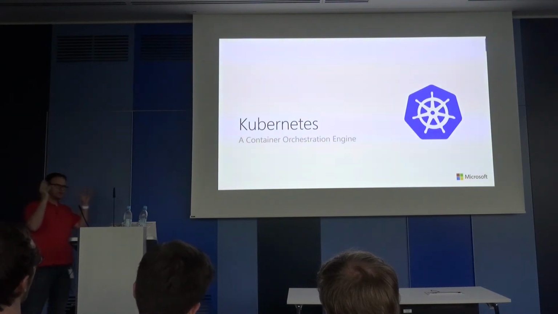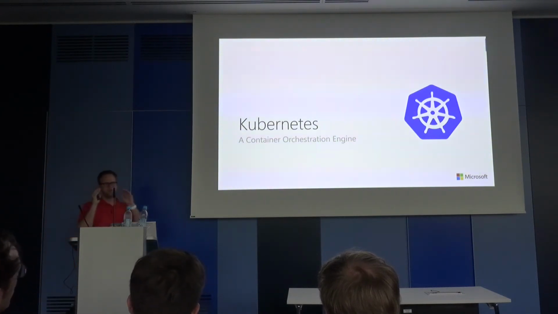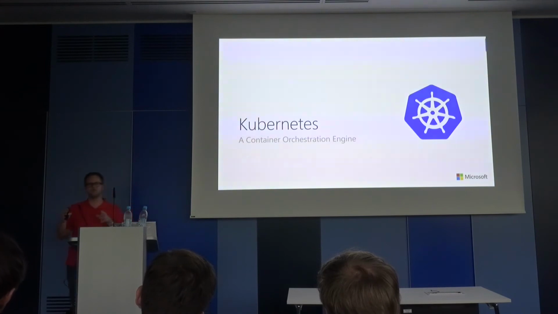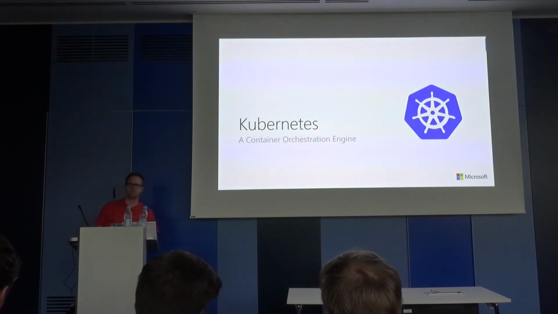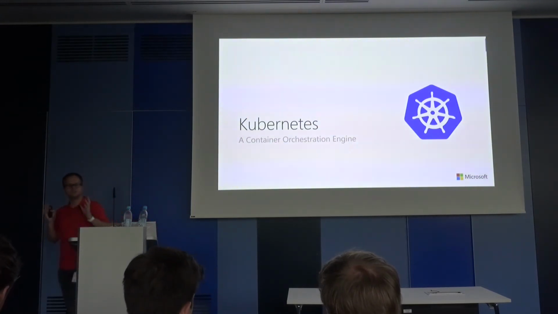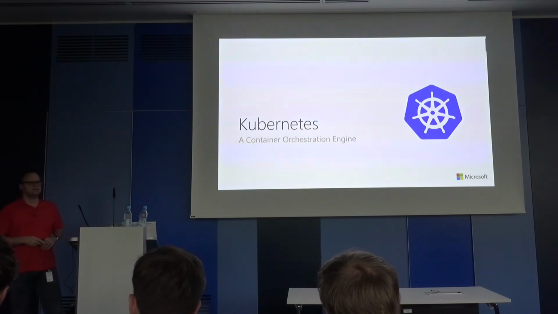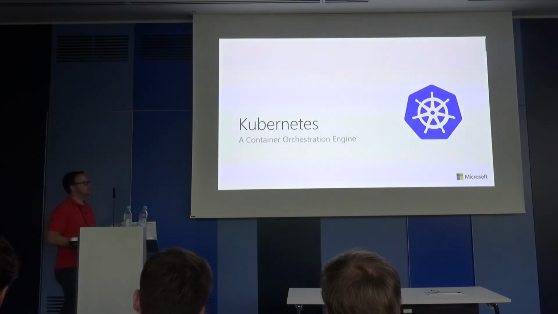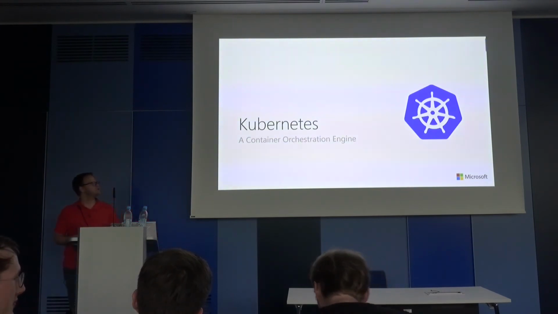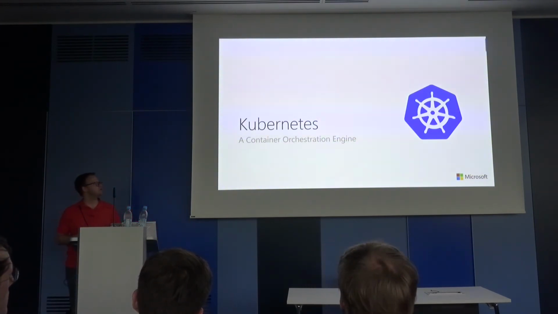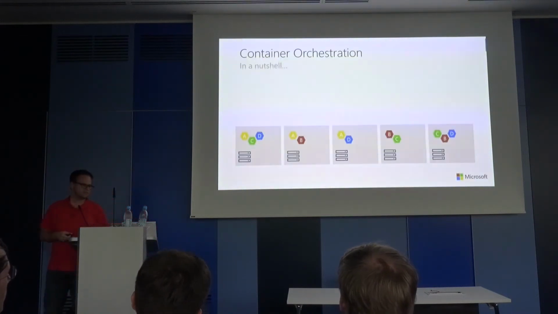You need some sort of brain to keep track where is what application deployed. How many instances are there? How many instances should there be? What is the state of the application? All those things. There needs to be something that can keep track of that. And we call that container orchestration. And there are several systems that do that, and Kubernetes is one of them. Right? And I'm going to talk about Kubernetes.